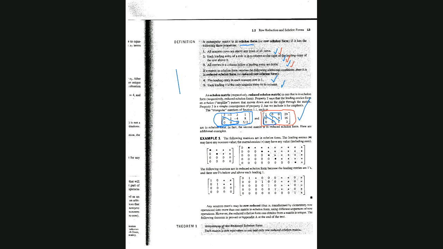Now, what they have in example 1 here, and you're going to see this in your homework, the leading entry is the first non-zero number in the row. That's what the leading entry is, the first non-zero number in the row.